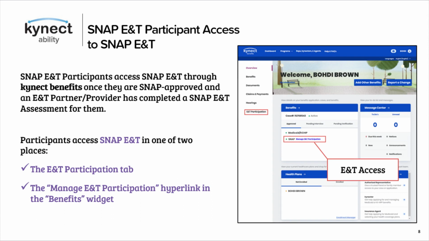Once a participant is SNAP approved and the SNAP E&T assessment is completed by a provider or partner, the Connect Benefits dashboard displays the E&T Participation tab on the header and the Manage E&T Participation link in the Benefits widget. Once the participant selects either one, they are navigated to the E&T Participation Overview screen, which displays the Activity Tracker.